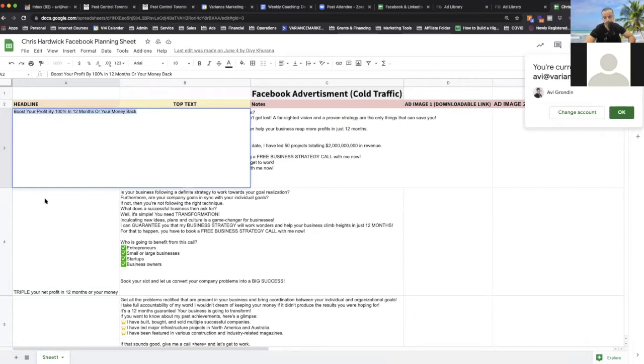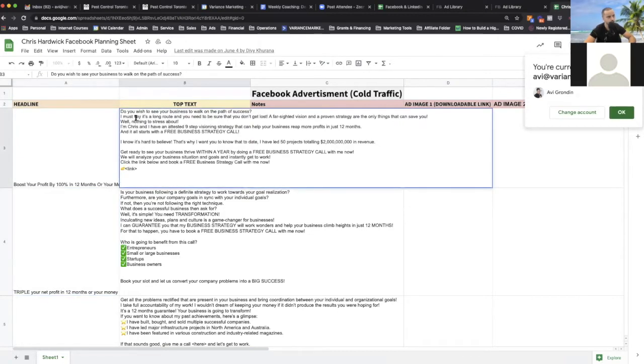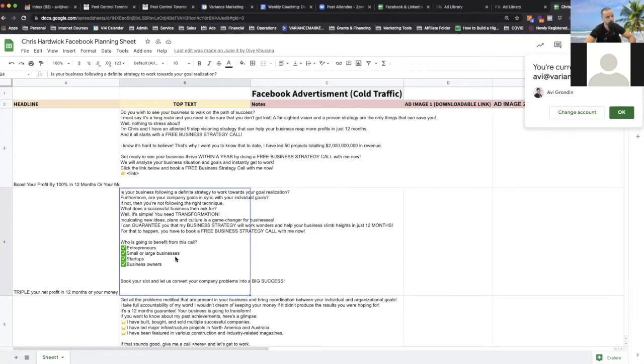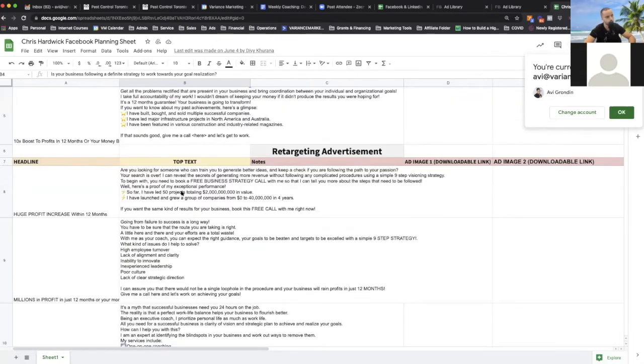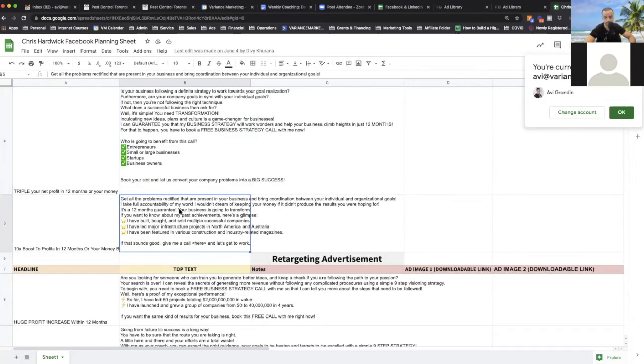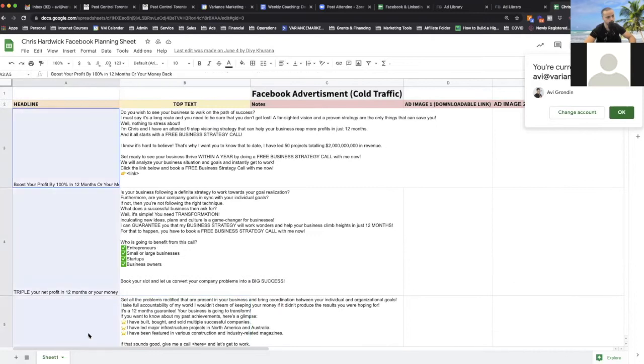So he's all about boosting people's profit, right? So that would be the headline. And you see the way the offer works. It's like boost your profit by 100% in 12 months or your money back, right? And then the next one is the full title tag. This is the full body of the actual ad itself. And so you're just putting together 1, 2, 3 different offers to start with, 3 different headlines.